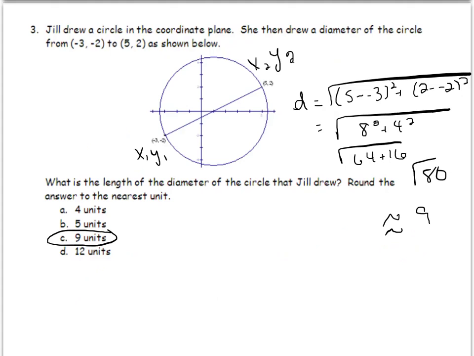All right, you guys. You should have labeled your points x1, y1, x2, y2. Plugged it in. You should have gotten the square root of 80, and when you take the square root of 80, you get about 9. Round to the nearest unit, it said, so we have about 9 units.